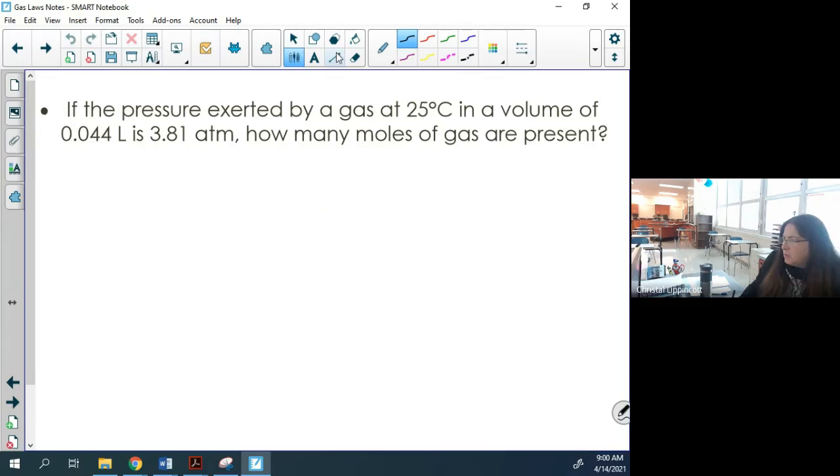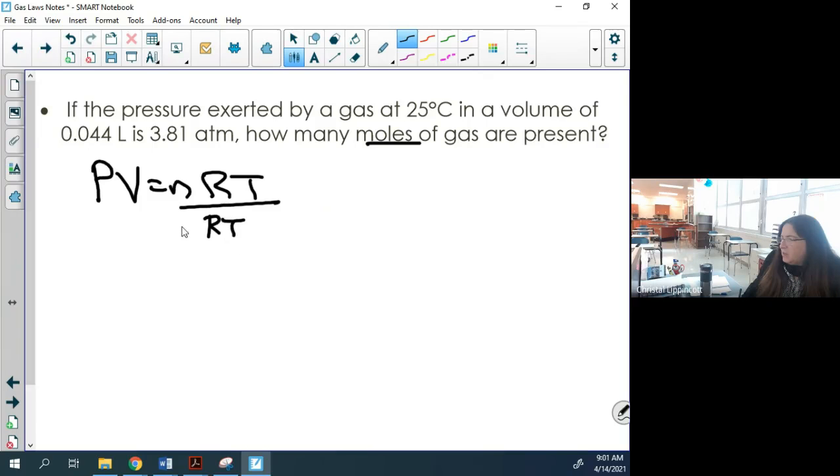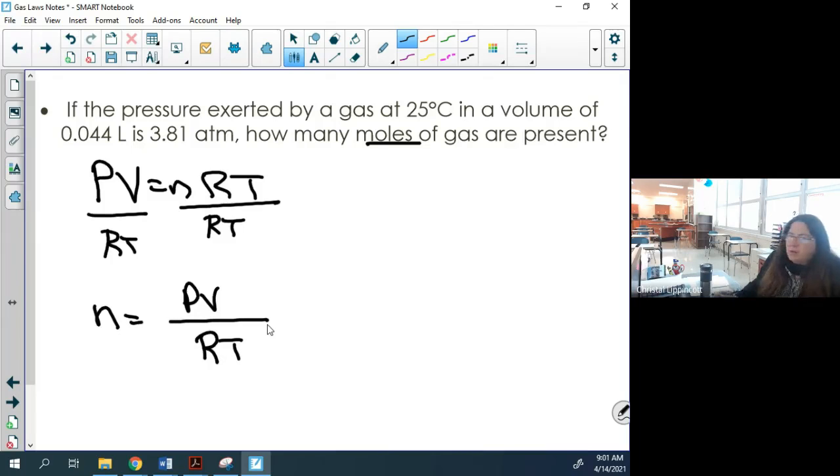There we go. Remember, our formula is PV equals nRT. They're asking us for the number of moles here, so we're solving for n. So I'm going to divide both sides by RT to get n by itself. So n is going to equal PV over RT. And then we just start plugging in values.